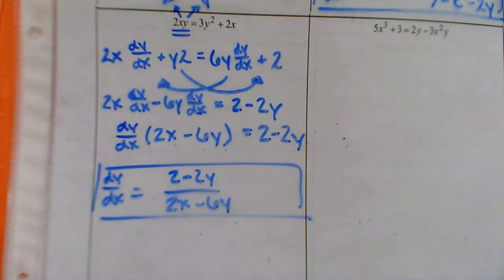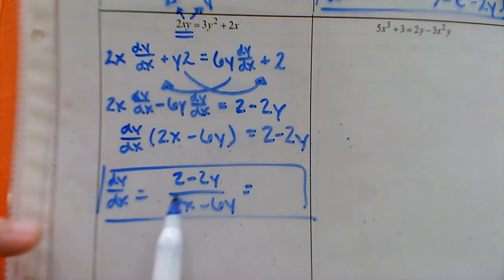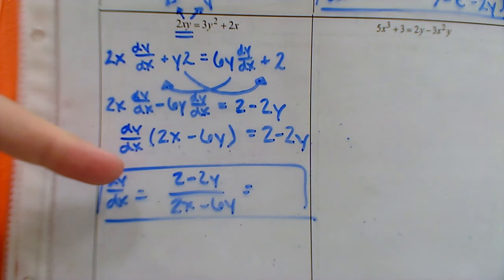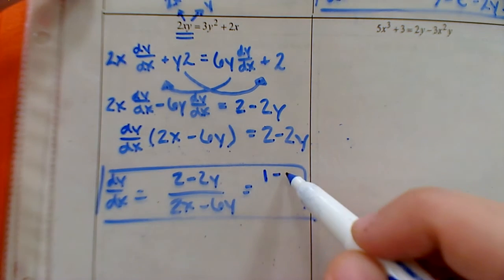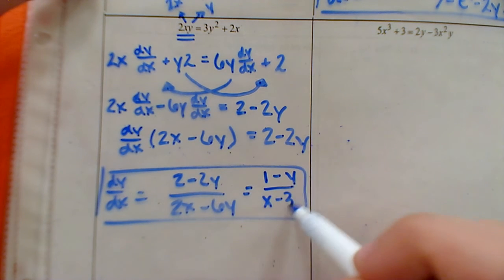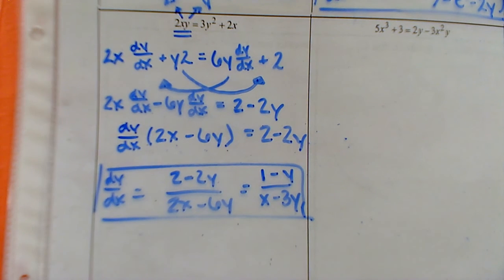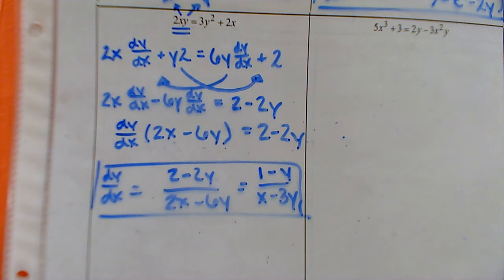Since we're working with a fraction, maybe you could take things a little bit more. Notice how all the coefficients are divisible by 2. So if you wanted to factor out a 2 from the top, factor out a 2 from the bottom, they would eventually cancel. You'd be left with 1 minus y over x minus 3y, if you simplified it further. I'm not saying you have to do that. I'm just saying it might not be bad to at least recognize it, because if this was a multiple choice question, who knows, maybe the simplified version was one of your possibilities and not this first one. So just be aware that you can take some things further if you wanted to.